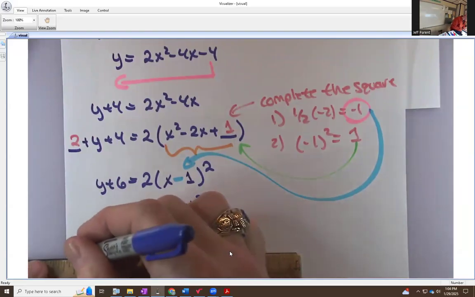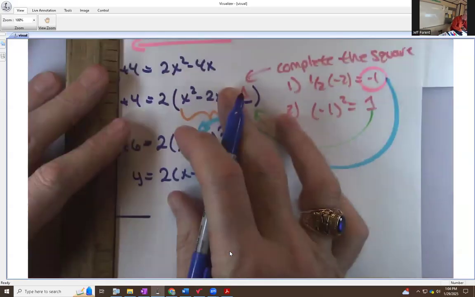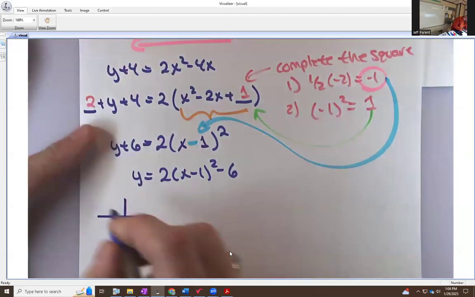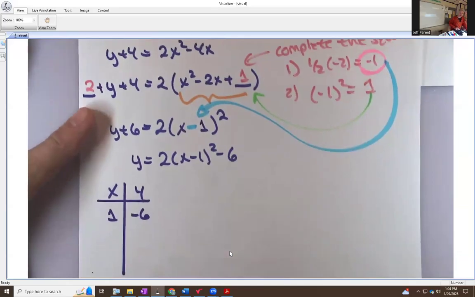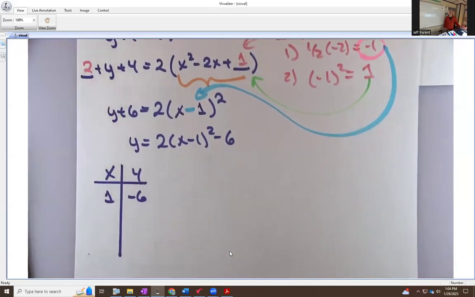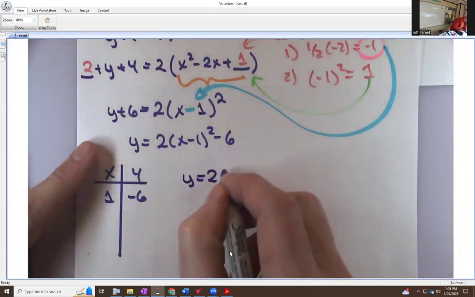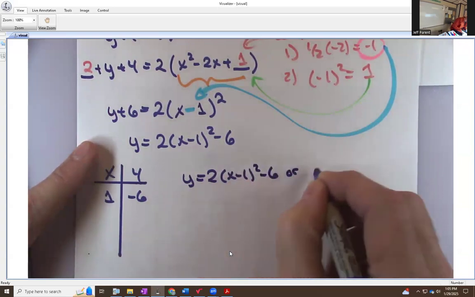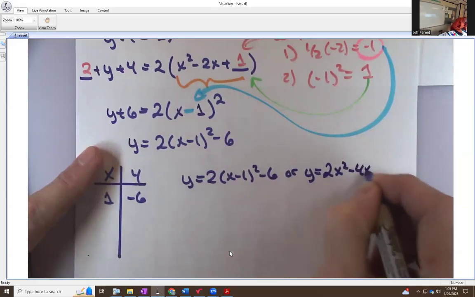Very close. Somebody. There you go. So the nice thing here is I've got this in vertex form: (1, -6). Cool. Now keep in mind, you've got two forms of this equation: y equals 2 times (x - 1) squared minus 6, or y equals 2x squared minus 4x minus 4.